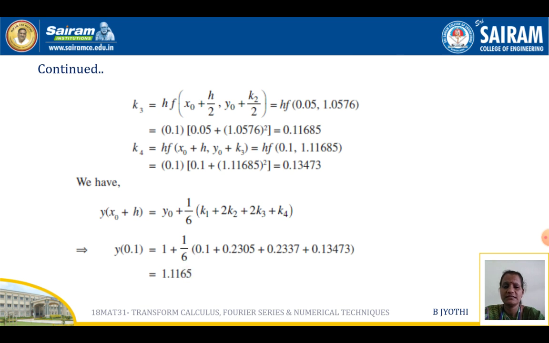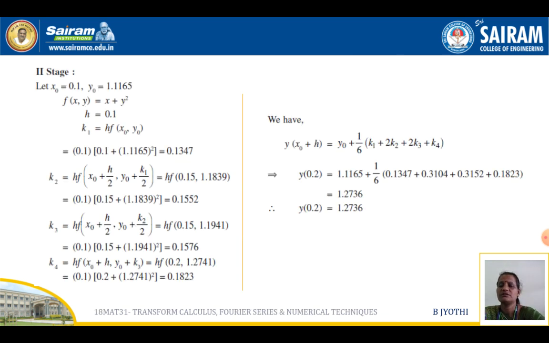Next, let's go for stage 2. So in stage 2, x0 is taken as 0.1 and y0 is the computed value of the previous stage, that is 1.1165, and apply the same steps in order to find k1, k2, k3, k4. So only the x0 and y0 here will change.